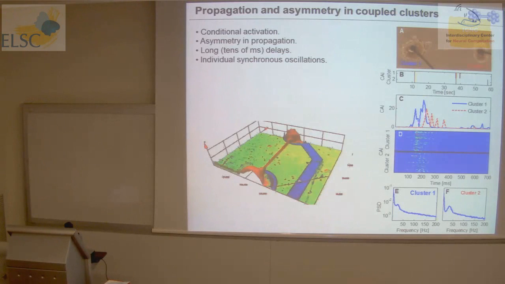And in this case, cluster 1 fired first, but if you look at many bursts from both clusters, you can see that this is almost always the case. So there's, in most cases, a dominant cluster and a slave cluster, and the dominant cluster activates the slave.